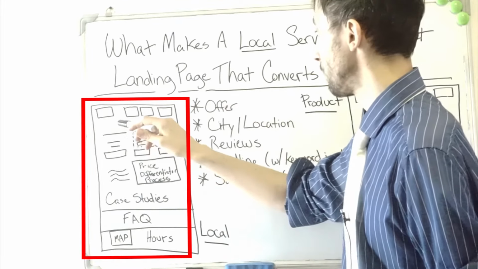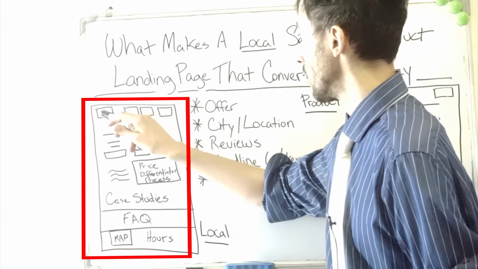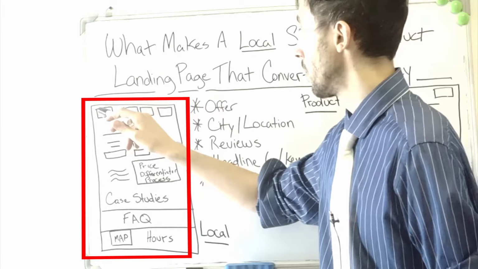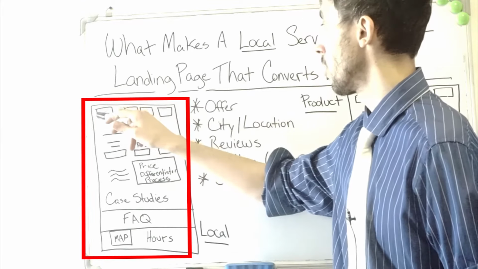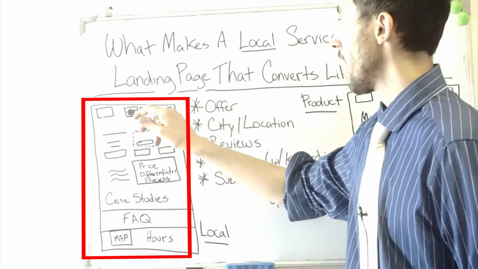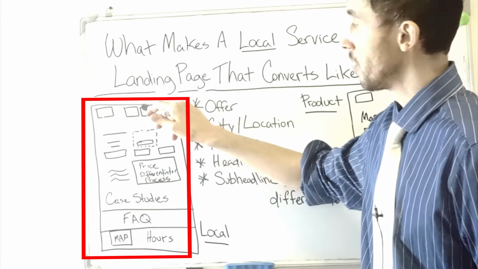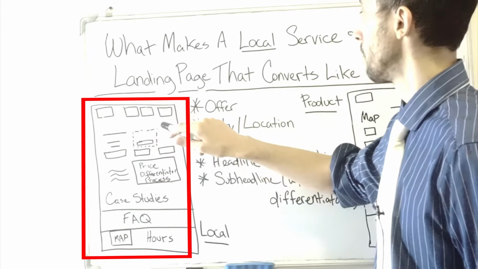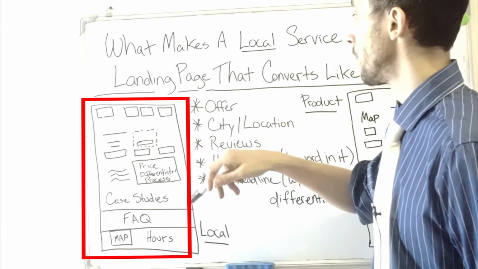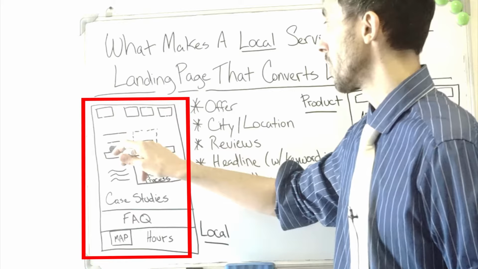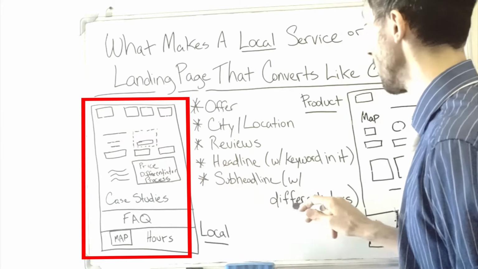And with that, similar to the products, you have the phone number, the logo here. You have About Us. You have your other services up here in terms of the mini nav. You have the phone number. Then above here, you have your headline, sub-headline with your differentiators in it, as mentioned here.